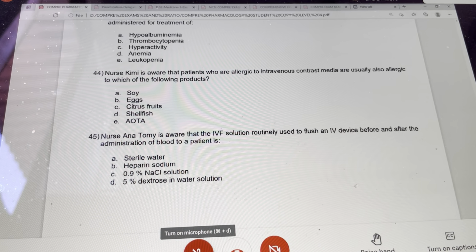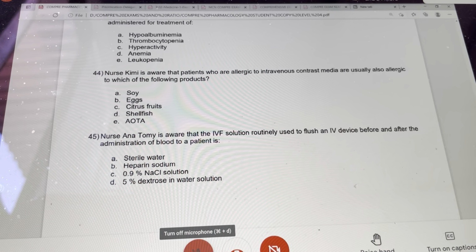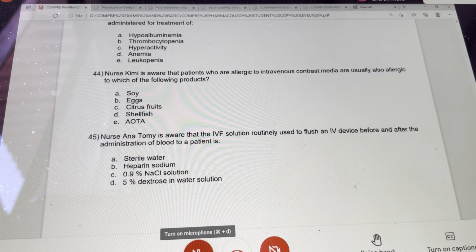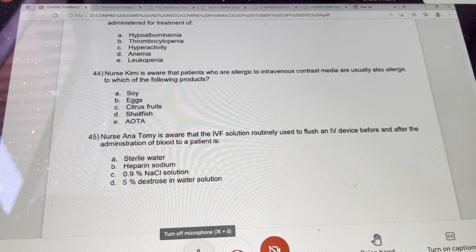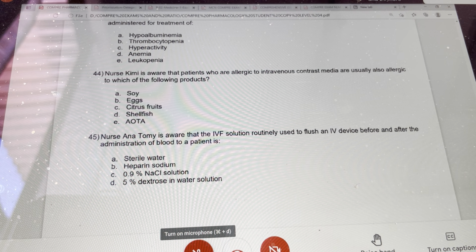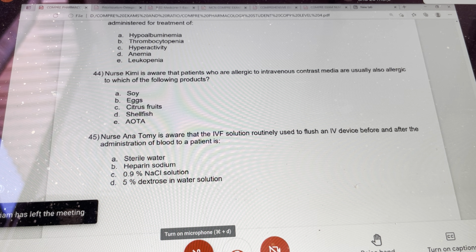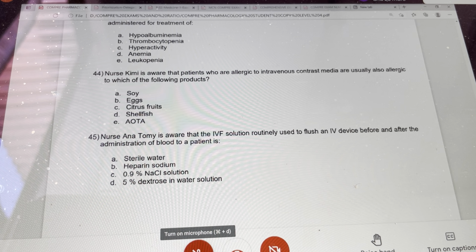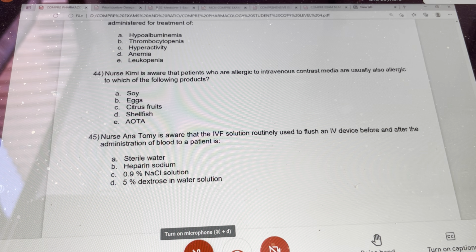Anyone? Delta. Okay, Delta. Because some of our contrast media, when our patients are subjected to those types of diagnostic procedures, most of the content is made up of iodine. So the prominent ingredient when we talk about this contrast media is iodine.